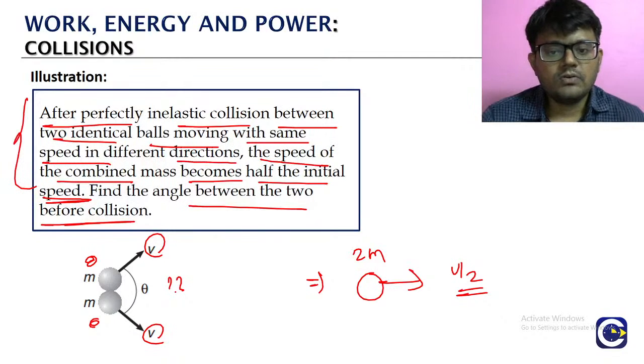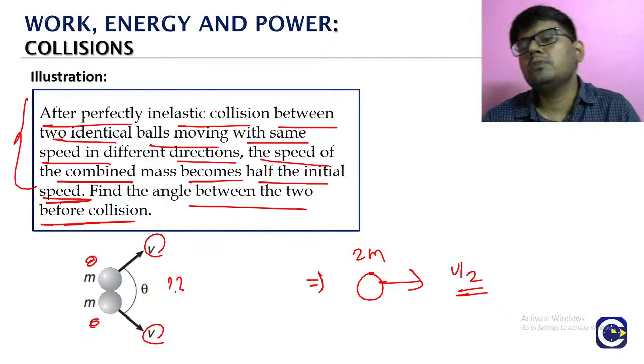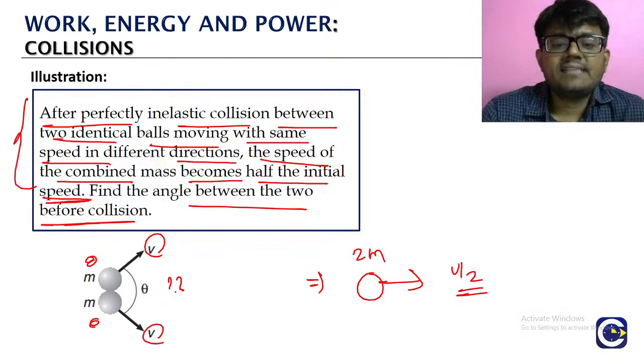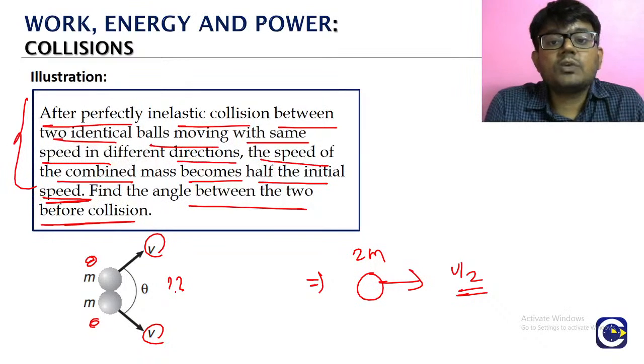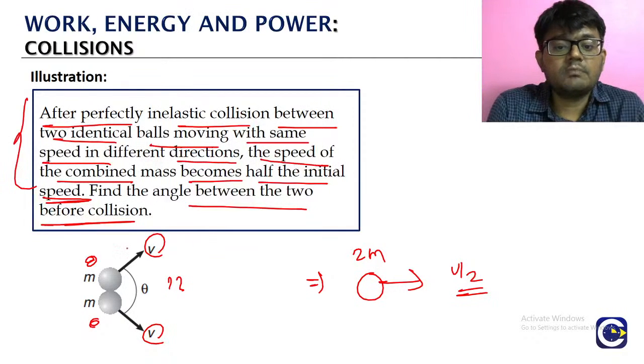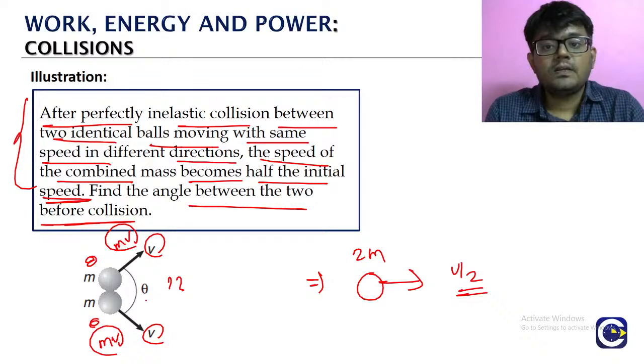What do we need to calculate? We should find the theta value. How do we calculate theta? They are saying it is a perfectly inelastic collision, but we can straight away use conservation of momentum. What is the momentum here? For this mass it is mv, and similarly for this mass it is mv. What is the angle between them? Theta.